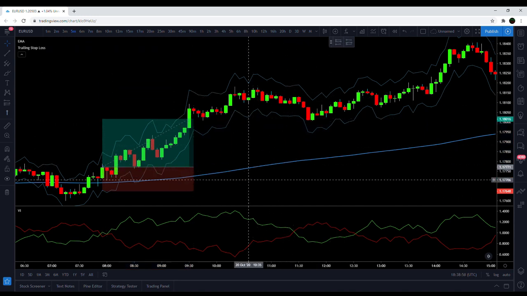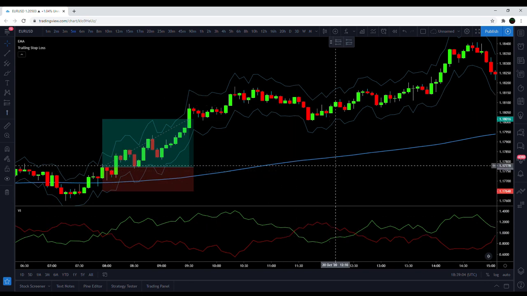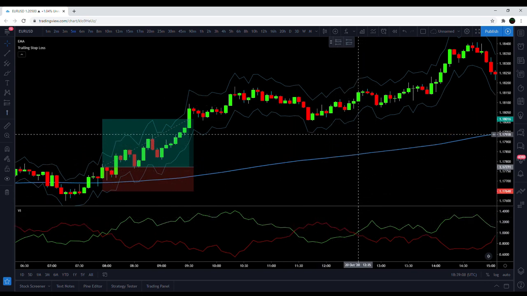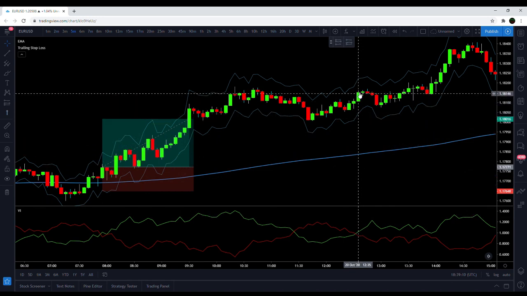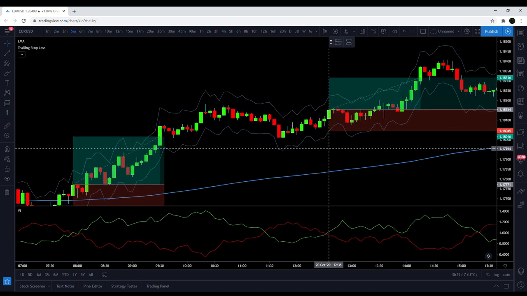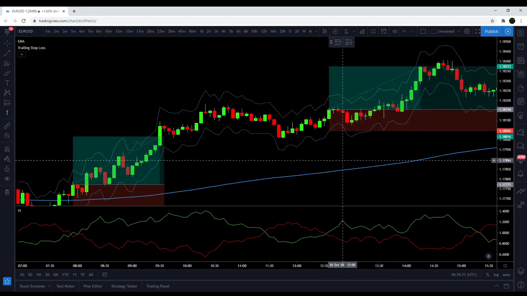And then there's another signal. We get a sell signal right here, but you cannot take the sell because the price is above the 200 EMA. So you wait, get another cross up on this candle right here, and that's another buy signal. So buying on this candle, stop loss to the stop loss indicator, and then targeting 2 times the risk, which it looks like it just makes it.